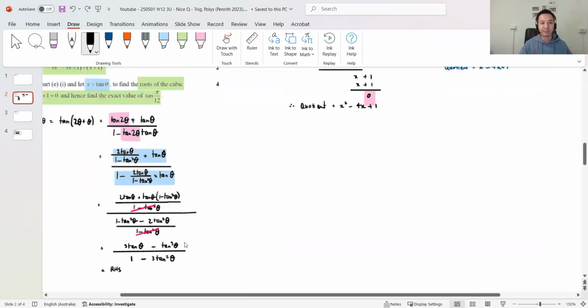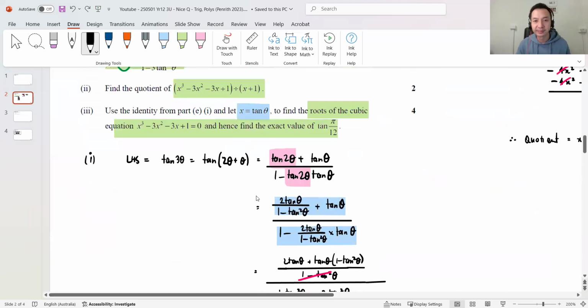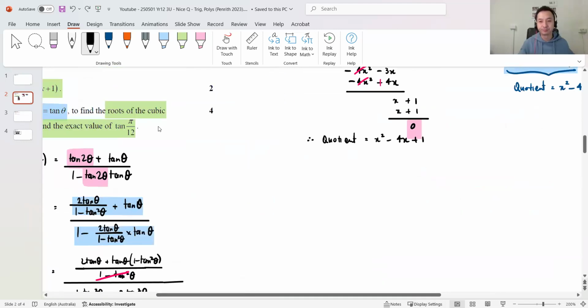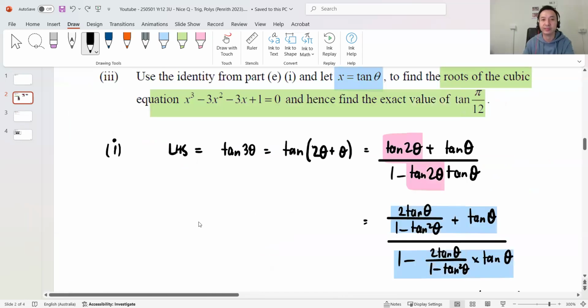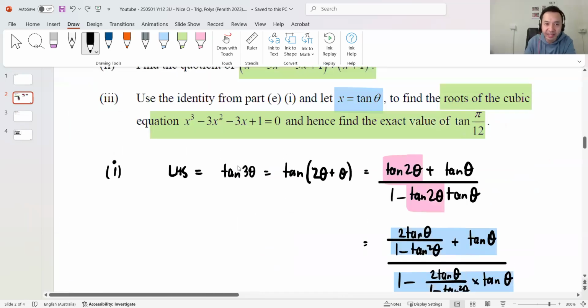The last part is basically where, in 4-unit maths, this question is quite common. It's getting more and more common in 3-unit. I've seen it a few times now. So let's have a look at what we have to do. It goes, using the identity, letting x be tan theta, find the root of this.